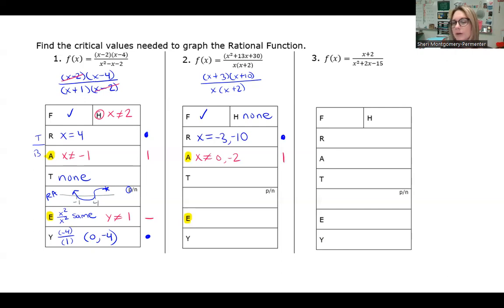Togetherness, is anything squared? Nope, none of the factors are squared, so there is no togetherness. Using RAW, I will make my information wave. I've got a lot more values, but I still have to put them in numerical order. So it looks like the smallest one is at -10. And I have -3, -2, and then 0. So I will mark my information wave with all the values from RAW.